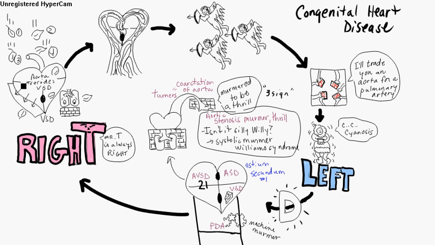Right here we've got tetralogy of Fallot, and tetralogy 1, 2, 3, 4. So there's 4 things, 4 leaves. You've got the right ventricular hypertrophy, VSD, pulmonary stenosis, and an aorta overrides the VSD. So these are 4 different things that happen. You get early cyanosis, blue babies, will come right away. The heart tends to be boot-shaped in radiographs.